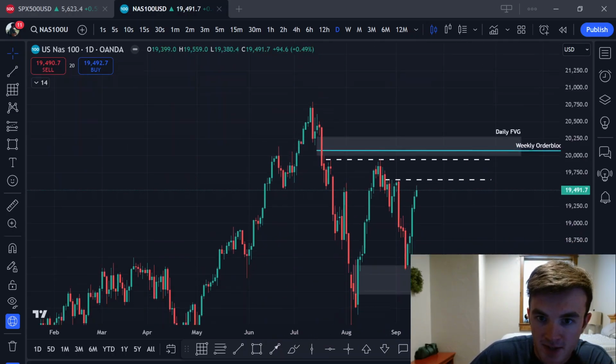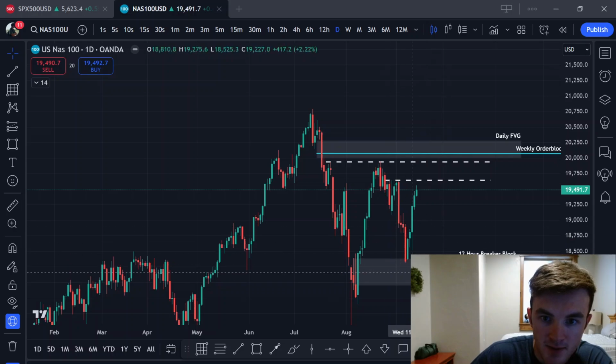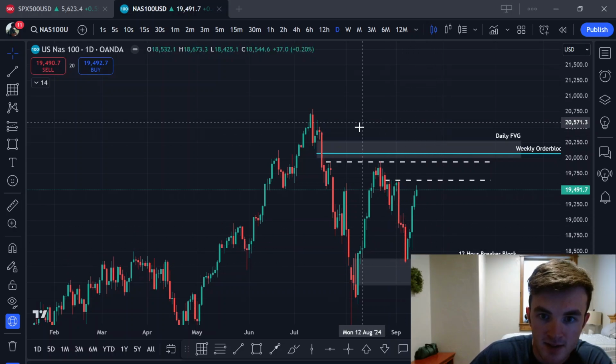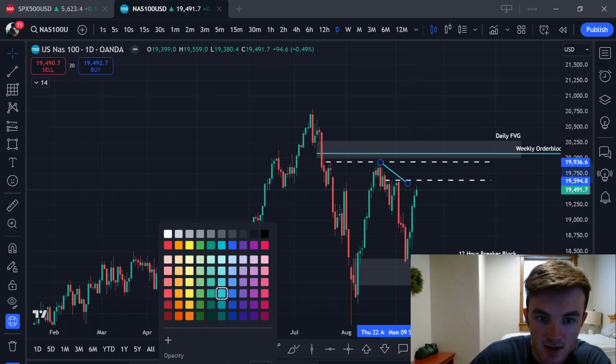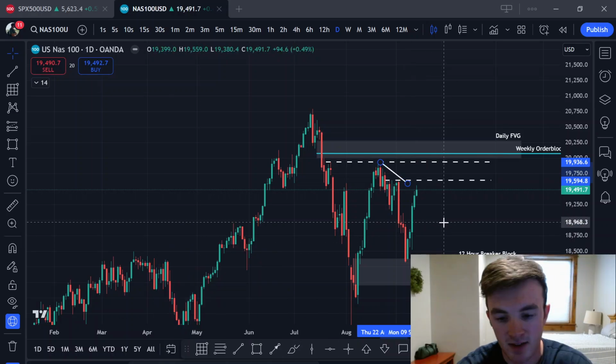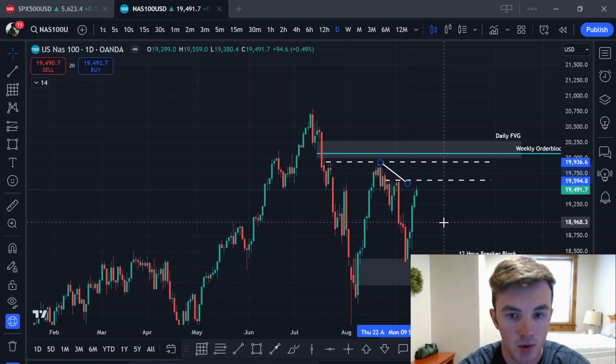And so essentially what I'm expecting is, now that we've come back up and reacted off of this, it seems to me that this is lower resistance liquidity right now. And now, obviously, I could be wrong. I was wrong last week. I was totally wrong last week.